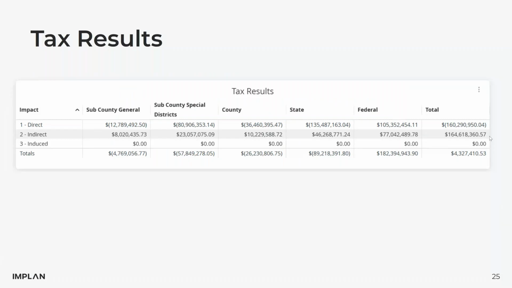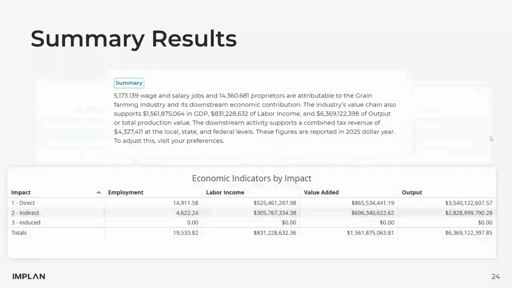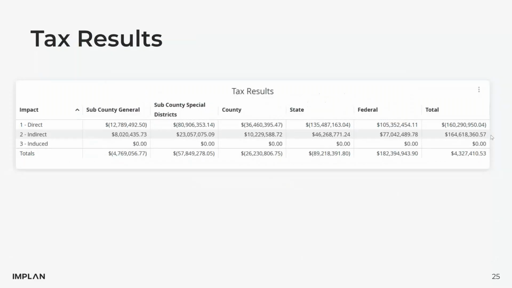You will also see the tax results that are associated with it on that famous home screen that you are used to seeing. As this is an agriculture industry, we have many subsidies, so we see a lot of negatives showing up in that direct effect. But we can see overall that it is a net gain for the government in terms of tax revenue.